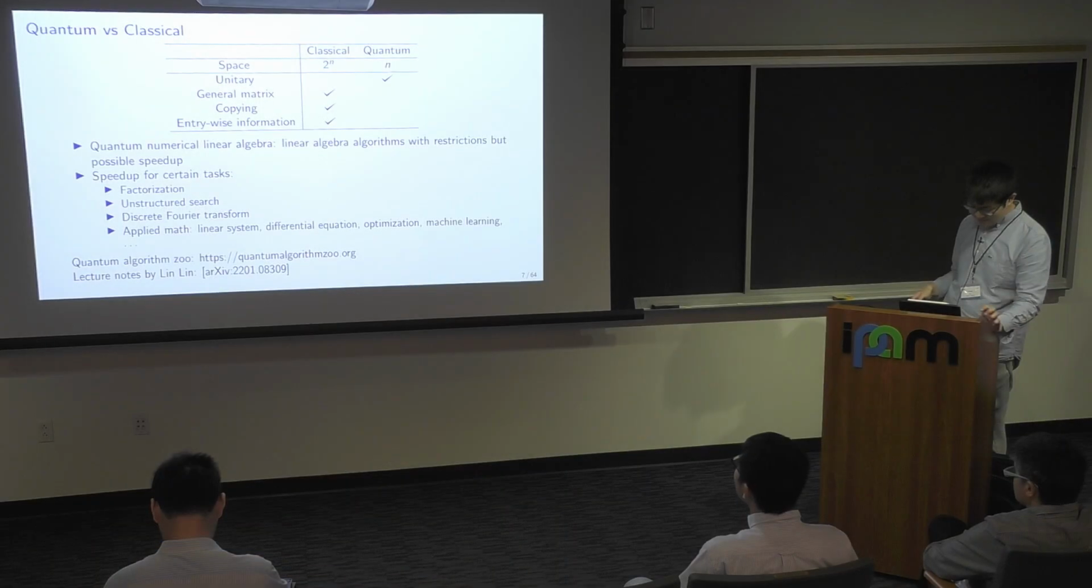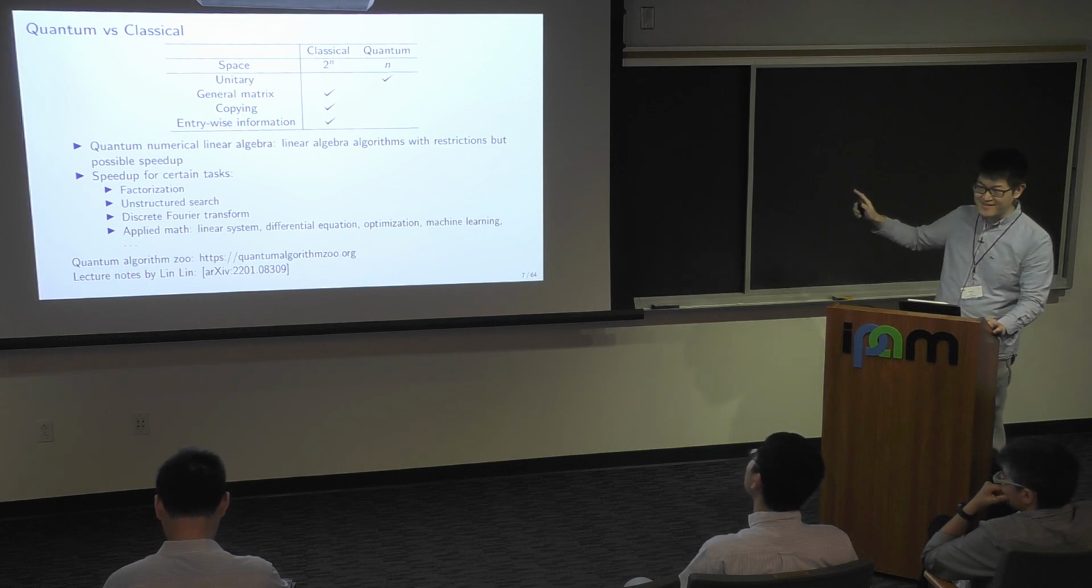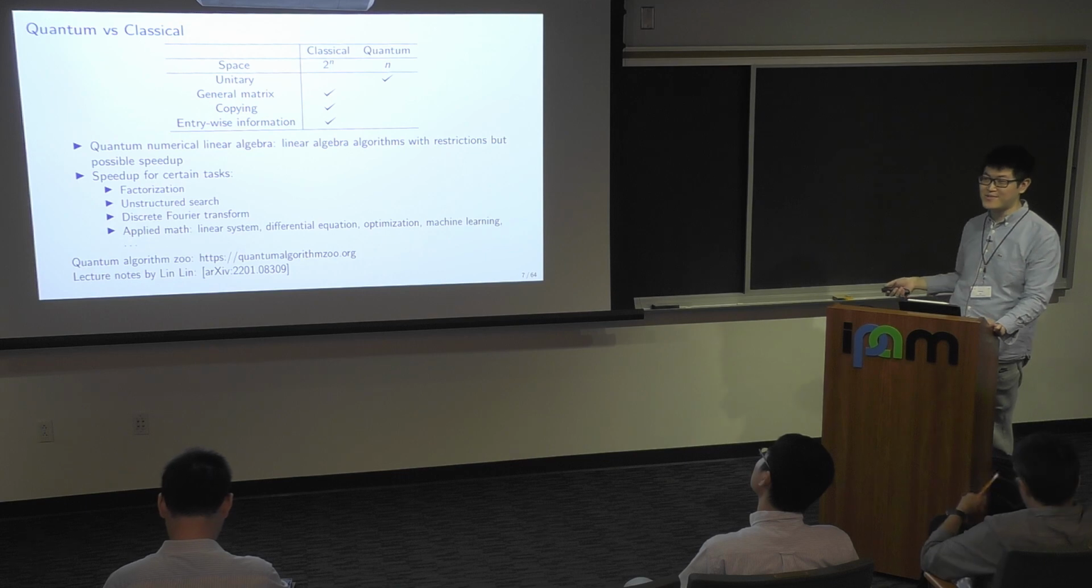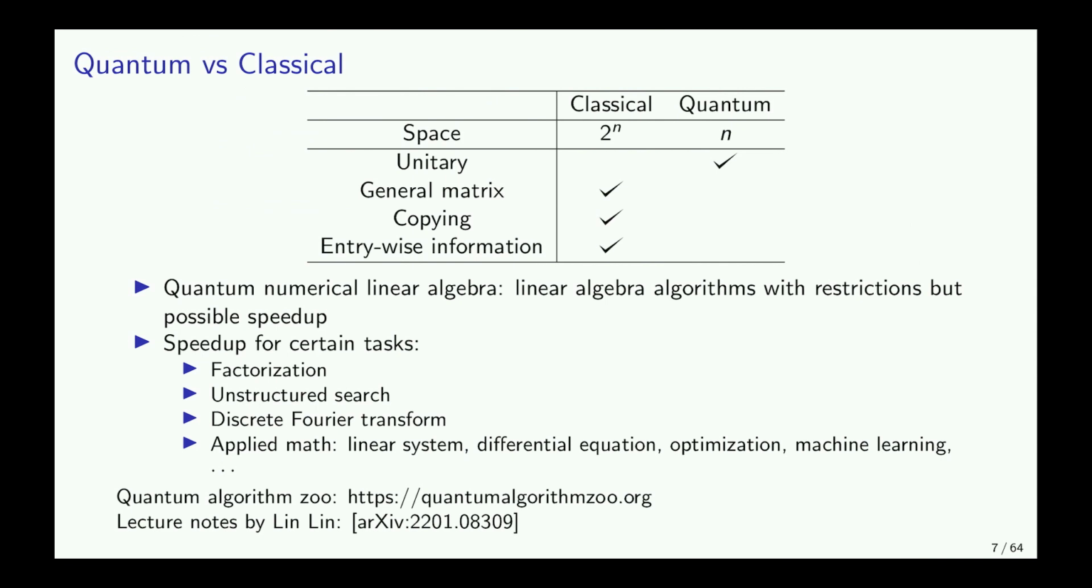Okay, so here's a rough summary of the introduction part, which might be oversimplified, but I think it is always a good starting point to think about something simple. If you compare quantum numerical linear algebra versus classical numerical linear algebra, the speedup that we are expecting is a speedup in terms of the dimension. But for quantum, we can only perform a subset of the unitary operations, or a subset of certain operations. For classical, we can do general matrix multiplication, copying, or even entrywise information. But entrywise information is hard for quantum.